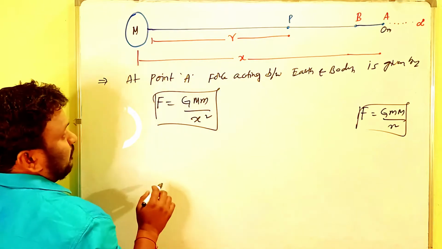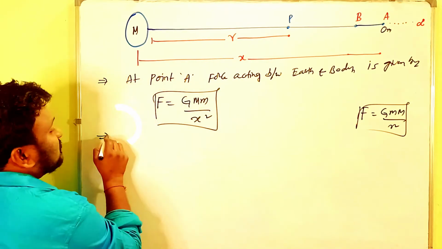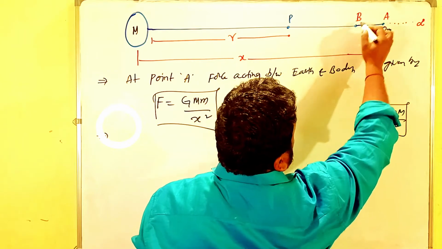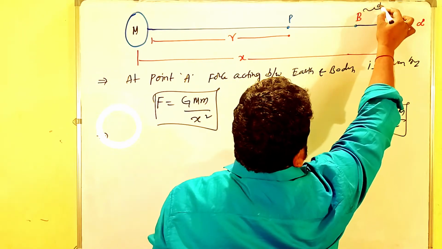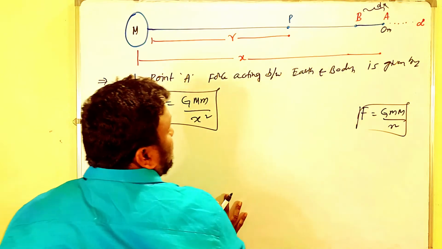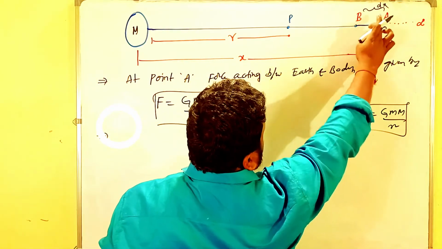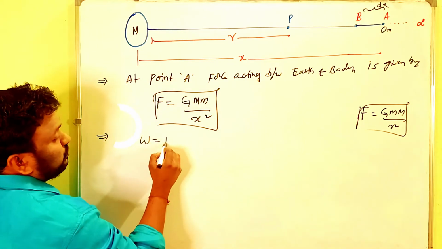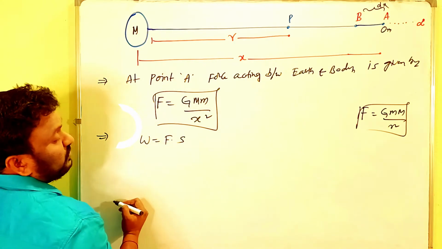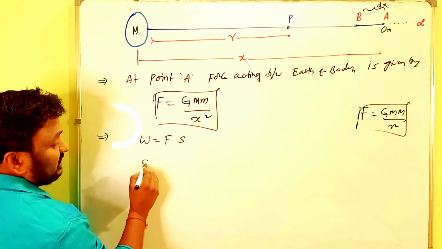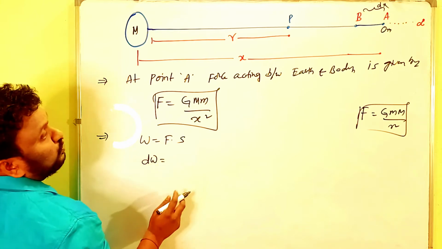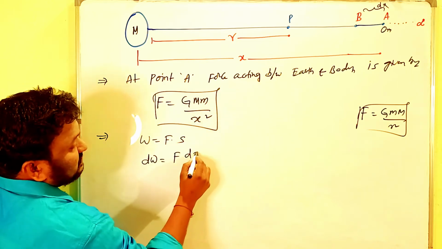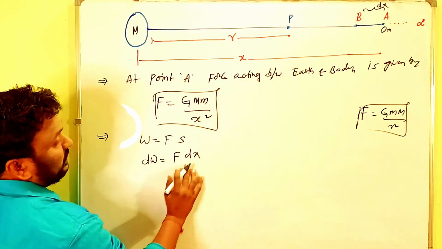Now, dear students, if you want to move the body from A to B, we have to do some work. The displacement is dx. We know work is equal to force into displacement. In the same manner, the small amount of work done to move the body from A to B is given by F into dx. So dW is equal to F into dx.